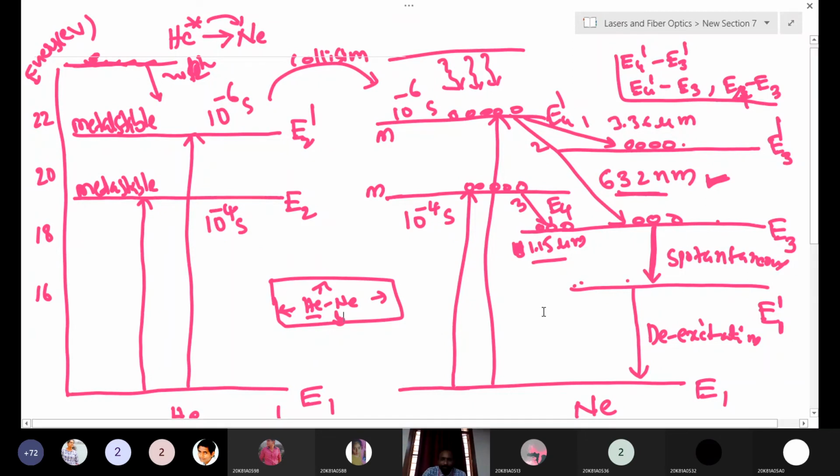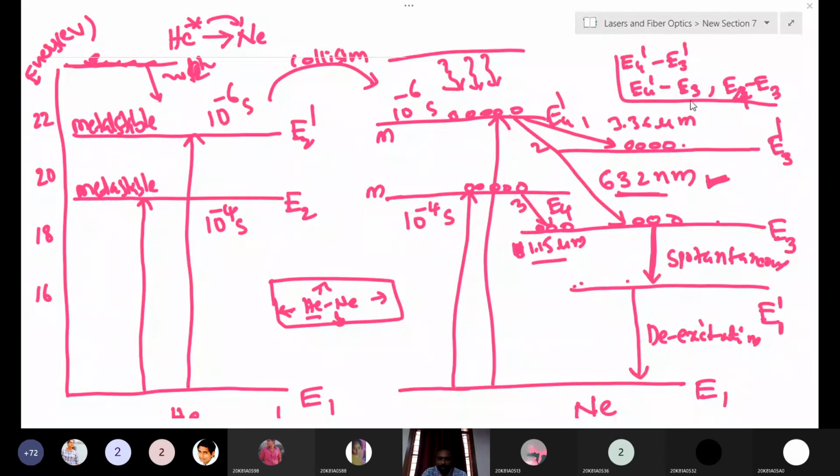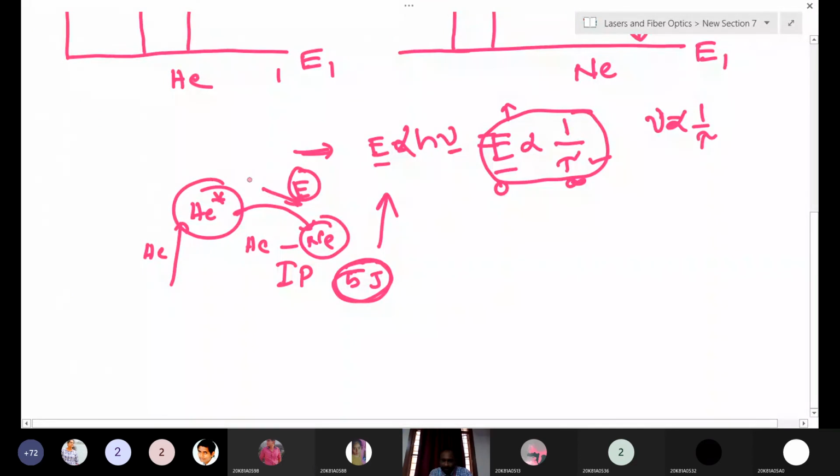So here 632 is emitting, right? You see the transition, which level to which level is taking place, the energy range is 21 to 18, right? 632 nanometer light is emitting between E4 dash and E3 dash, right?